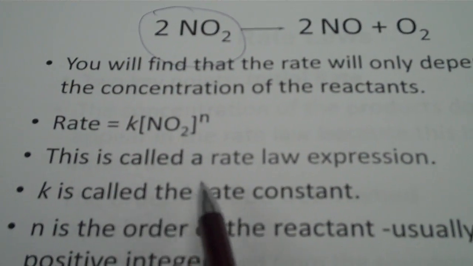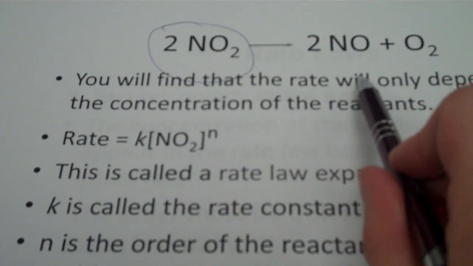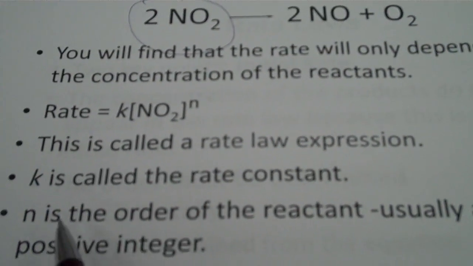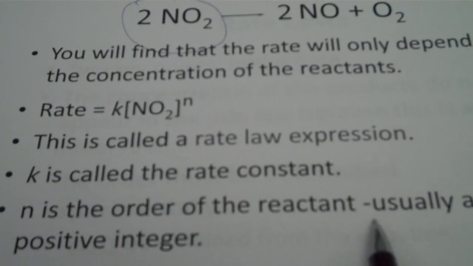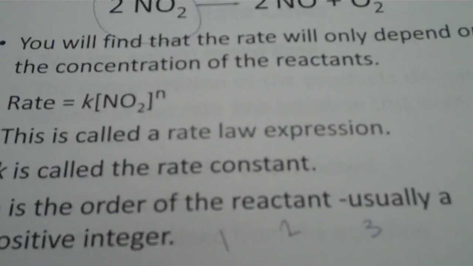K is what we call the rate constant. It's a constant for this reaction. So if you don't know what the constant is for this reaction, you can determine that experimentally. And then N is the order of the reactant, and it's usually a positive integer, like 1, 2, or 3. Those are the most common.